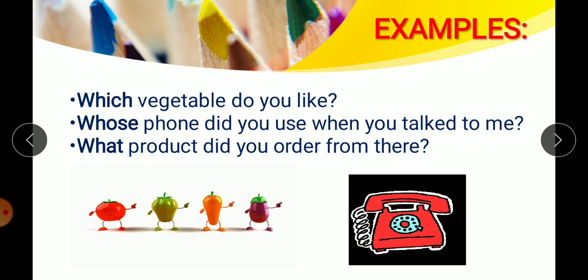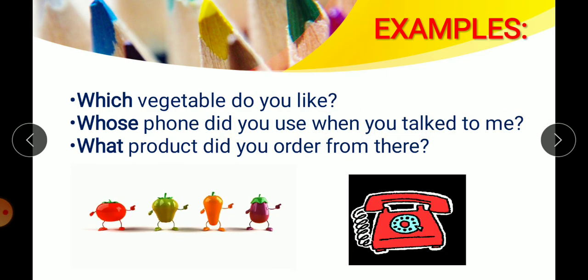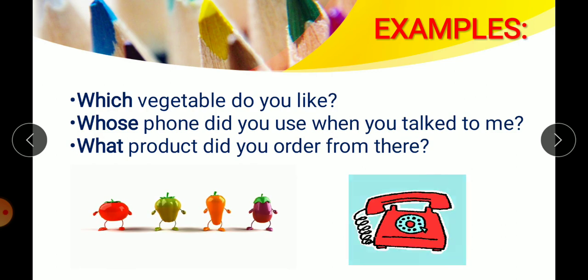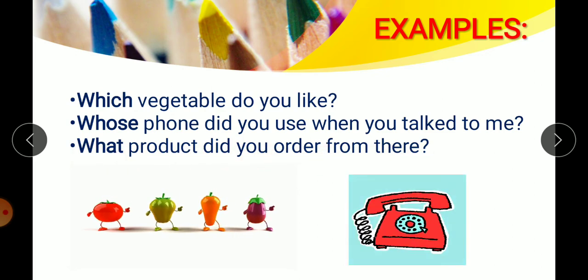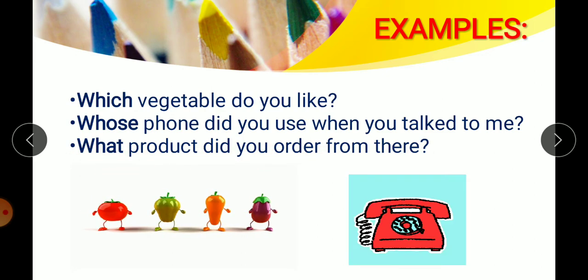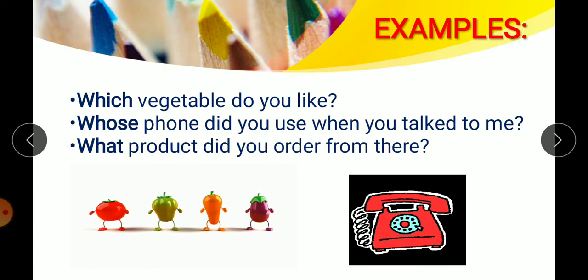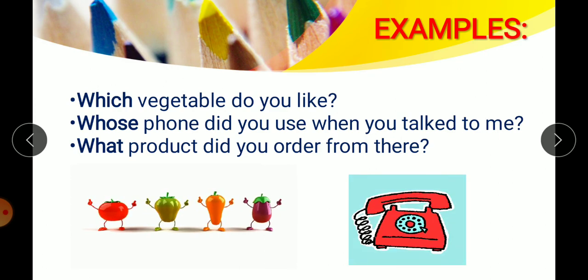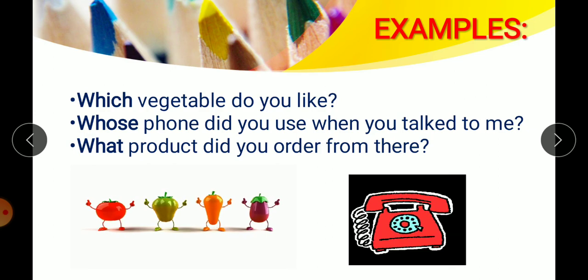Which vegetable do you like? So which is an interrogative adjective followed by vegetable, that is a noun. Whose phone did you use when you talked to me? So it's a question. And whose is an interrogative adjective followed by a noun, that is phone. What product did you order from there? What is again an interrogative adjective followed by product, and product is a noun. So interrogative adjectives are used to ask questions and they are 3: which, whose, what.